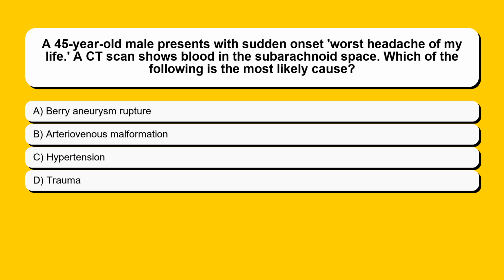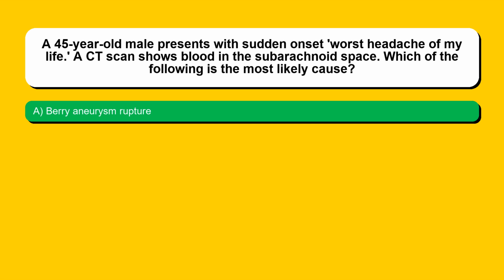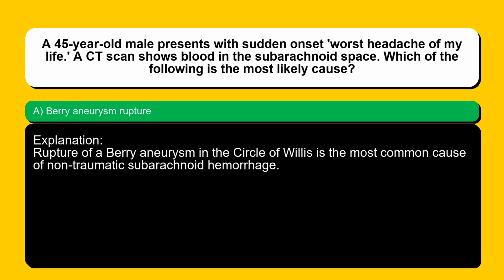Question 1. A 45-year-old male presents with sudden onset, worst headache of my life. A CT scan shows blood in the subarachnoid space. Which of the following is the most likely cause? Option A, berry aneurysm rupture. Option B, arteriovenous malformation. Option C, hypertension. Option D, trauma. The correct answer is option A, berry aneurysm rupture. Rupture of a berry aneurysm in the circle of Willis is the most common cause of non-traumatic subarachnoid hemorrhage.